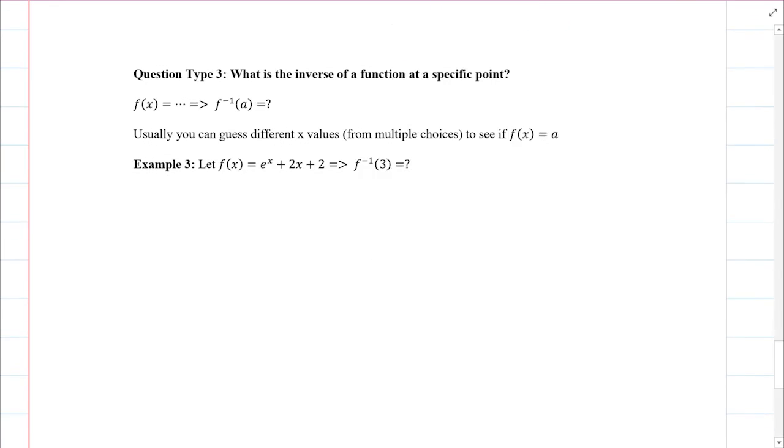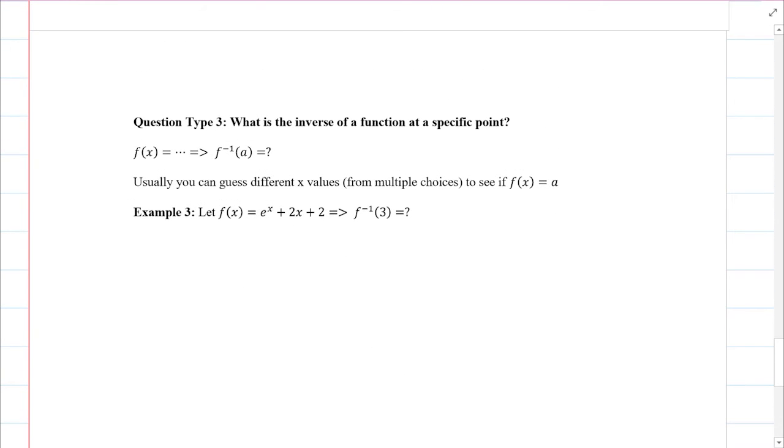And then the last type of question is when they ask you to evaluate f inverse at a point. Now remember that if f of a is equal to b, f inverse of b is equal to a. When they give you this type of question, such as what you see in this example, usually finding the inverse is not easy. Sometimes it is impossible. So they ask you to find f inverse at 3 given that f of x is this.